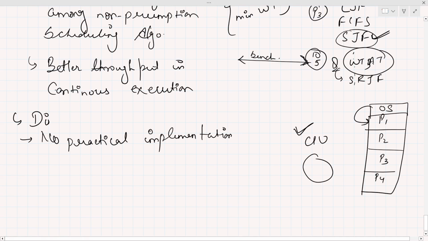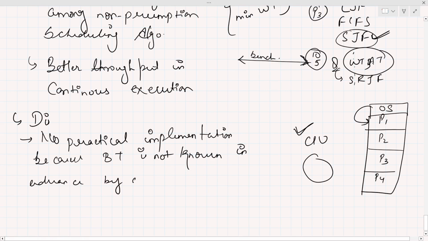And if you want to write the description, you can write: burst time is not known in advance by the operating system.